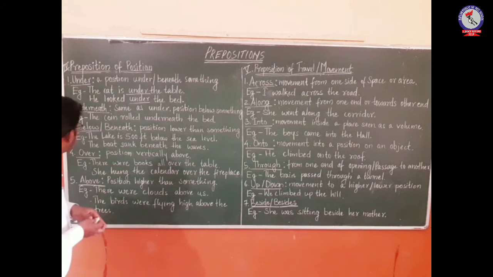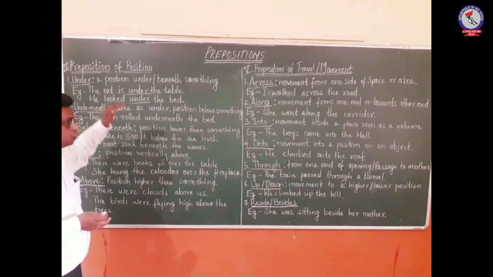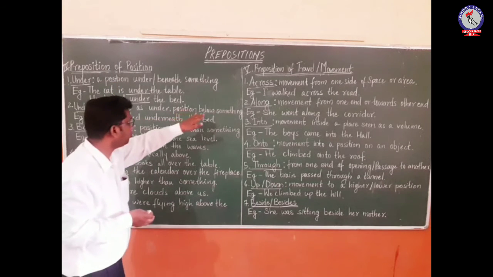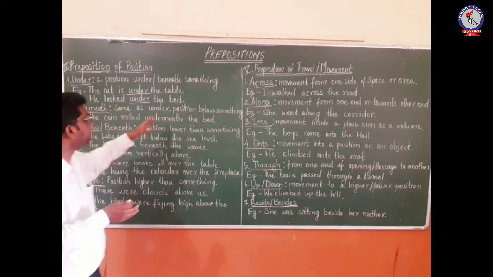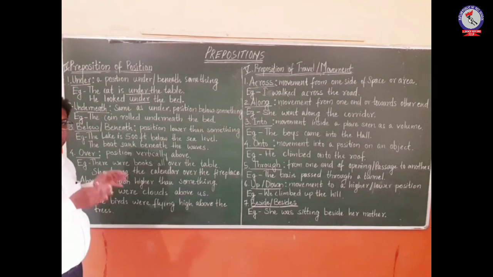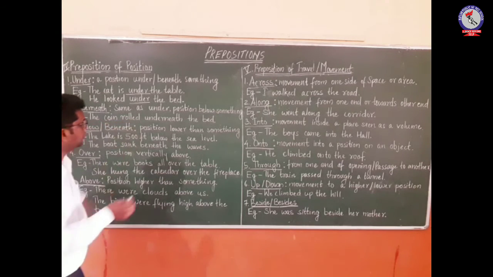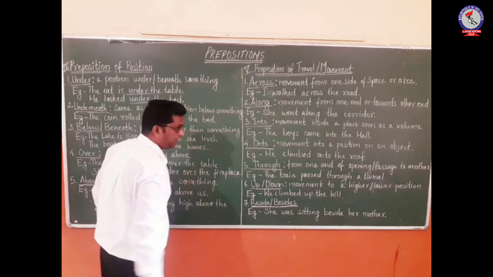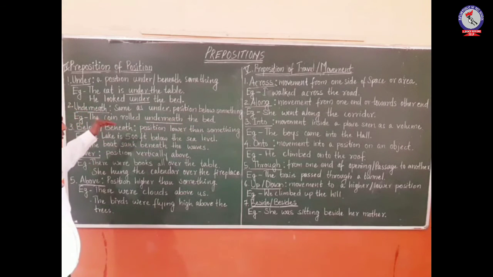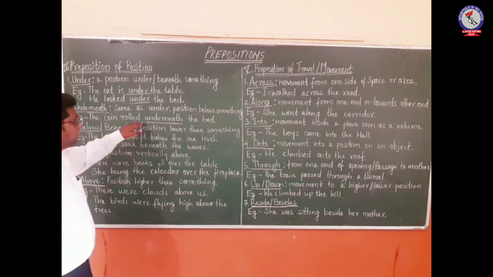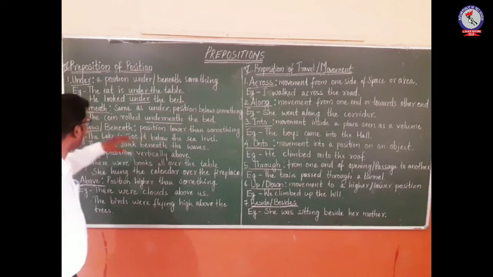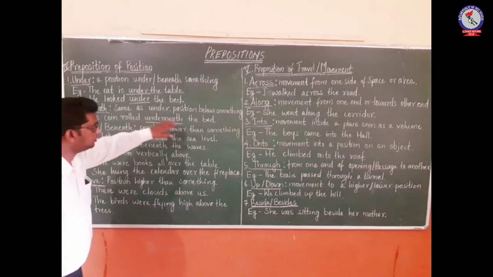Now let us see the next. Underneath. It is the same as under. It shows us the position below something. Underneath also means the same as under. It shows something beneath or below something. Example, the coin rolled underneath the bed. The position of the coin is underneath the bed.